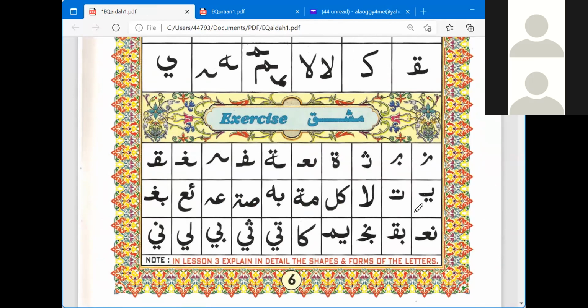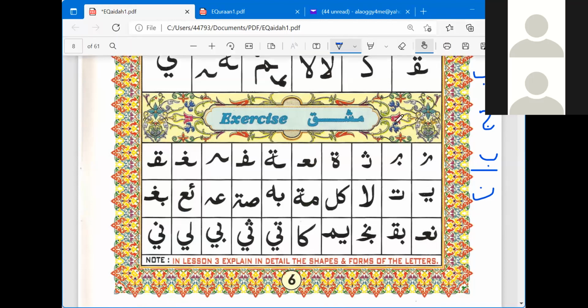This page. Okay. So everybody, all you need to know is, when one dot is under, it could be Jim, it could be Ba, isn't it? If it is under, it could be Ba, it could be Jim. Do you agree? So if the dot is on the top, it could be what? Noon. Or it could be Fa, it could be Qaf. Now let me share this screen.